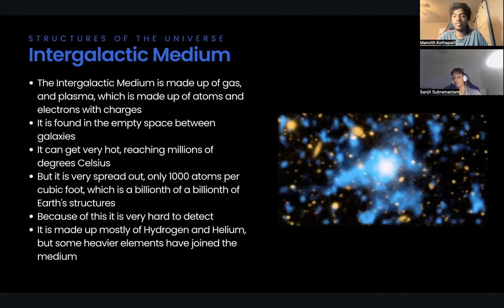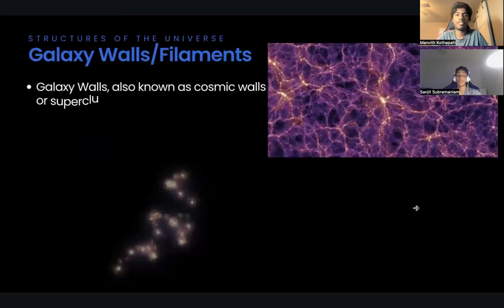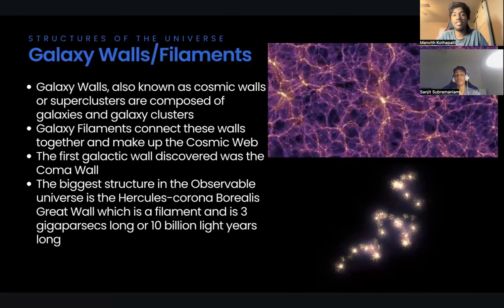Next up, we're going to be talking about the galaxy walls. Galaxy walls, or galaxy filaments, are the largest structures in the universe to be gravitationally bound. They can stretch hundreds of millions of light years across, sometimes even billions, but they are relatively thin, about 20 million light years deep. The first galactic wall was the Coma Wall, also called the CfA2 Great Wall, discovered in 1989 by Margaret Geller and John Huchra. It is 500 million light years across, 300 million light years wide, and 15 million light years thick.